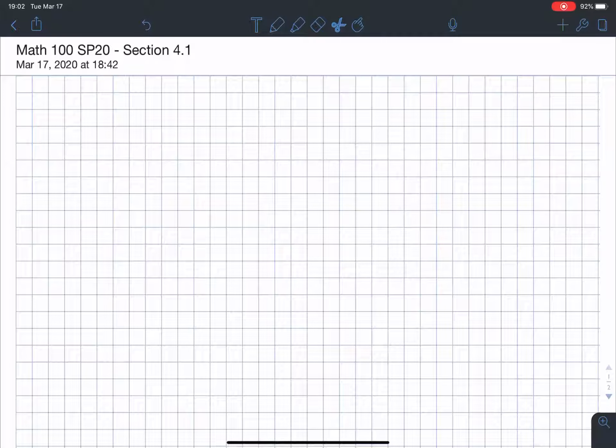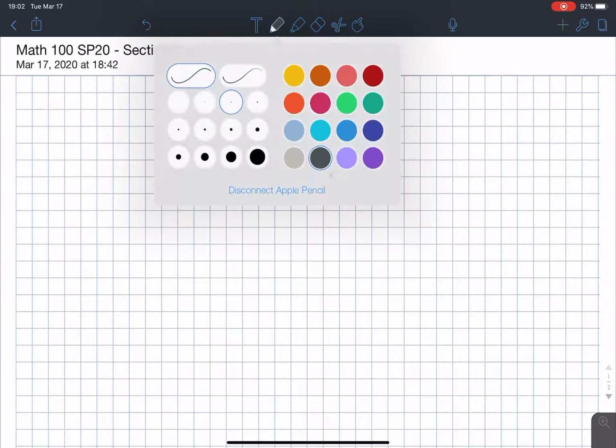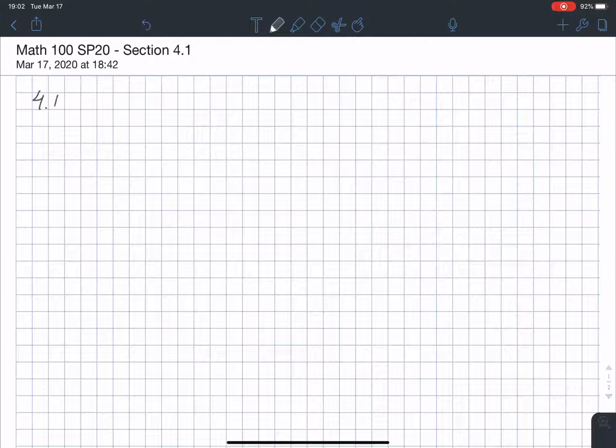Okay, so let's get started with section 4.1. 4.1 is probability and odds.